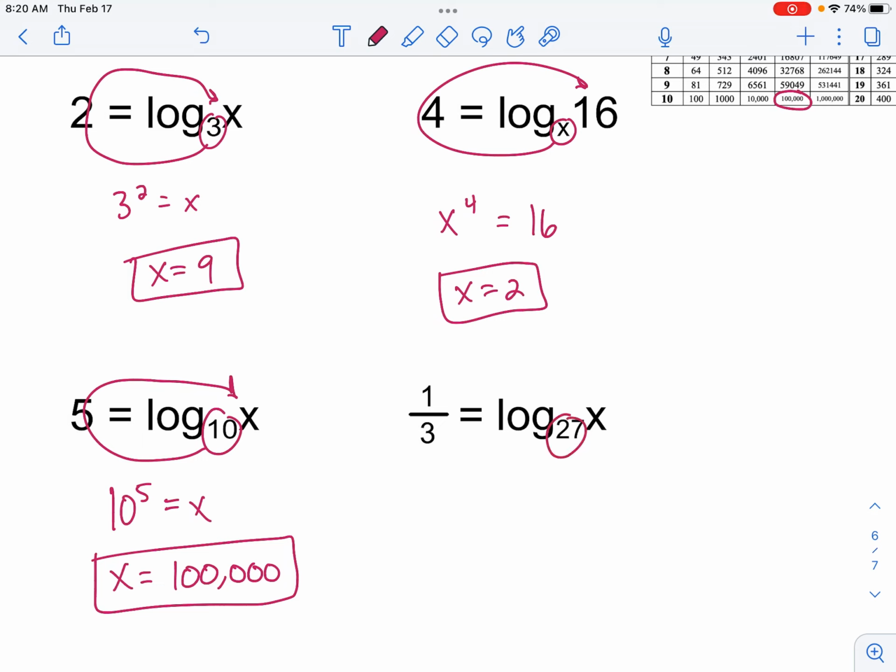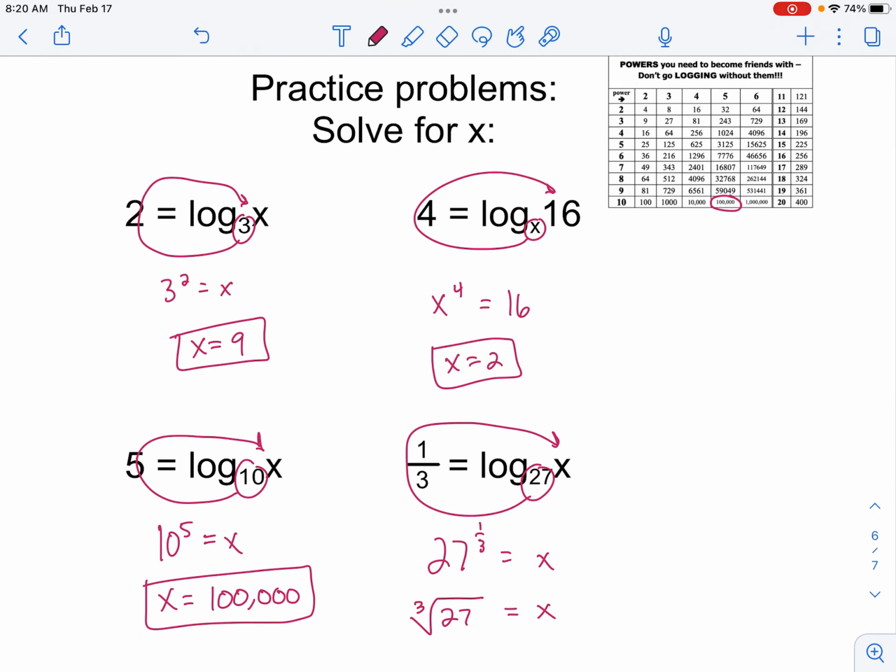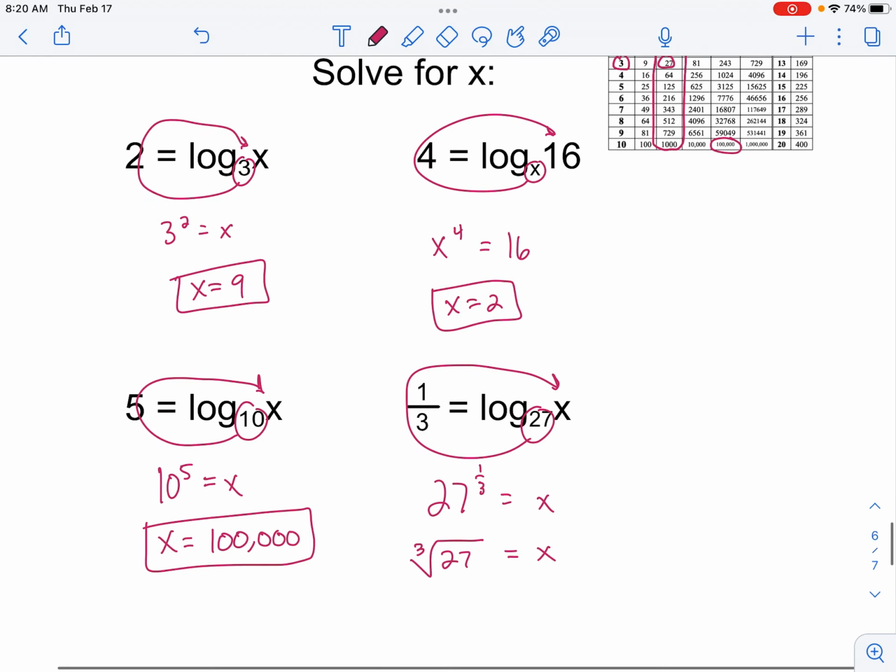And then the last one here, 27 to the 1/3 equals x. So this is really the same thing as the 3rd root of 27. That's something we learned back when we were looking at exponents. And the 3rd root of 27, well, let's see. We're looking in the 3rd power column. 27 is right there. So that means the 3rd root of 27 is just 3. So this would be 3. All right, so that's it for our intro to logs, day 1.